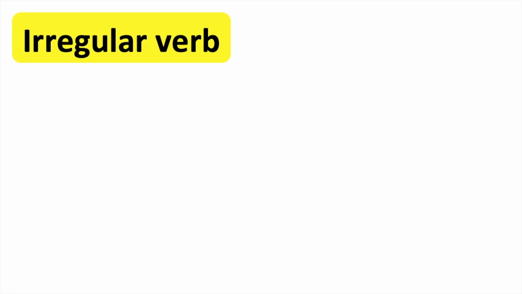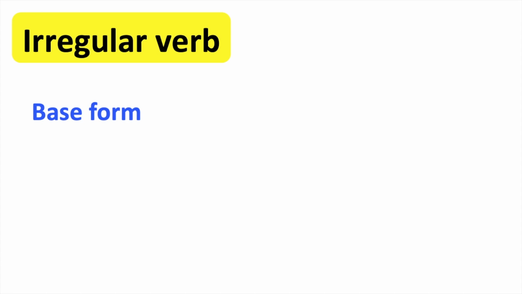Go is a type of irregular verb. Irregular verbs don't follow the general rule of using ed or d to form the past simple or past participle. Instead, the past simple and past participle forms are different. Therefore, it's important to learn them for irregular verbs.